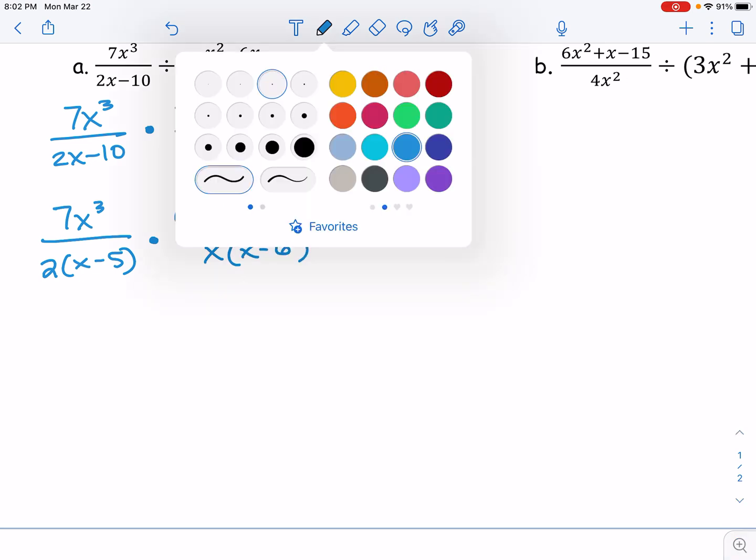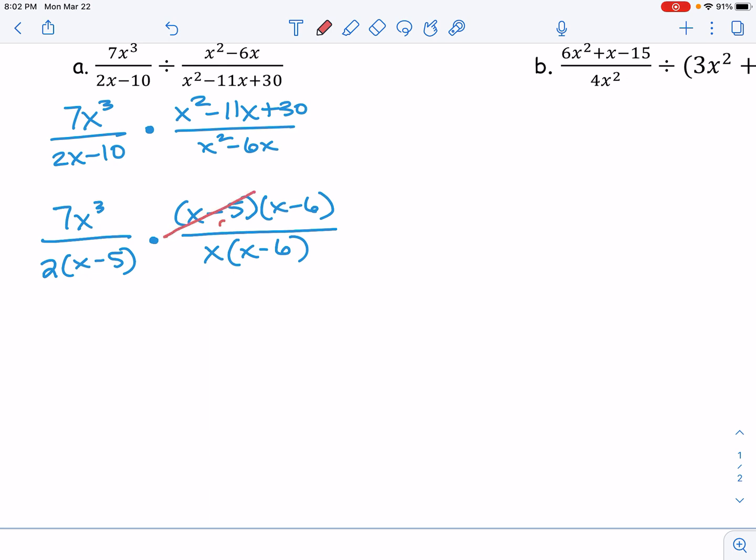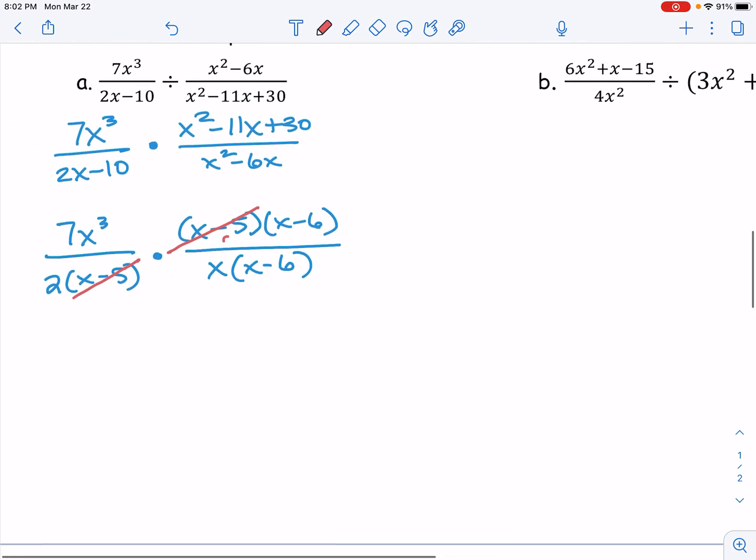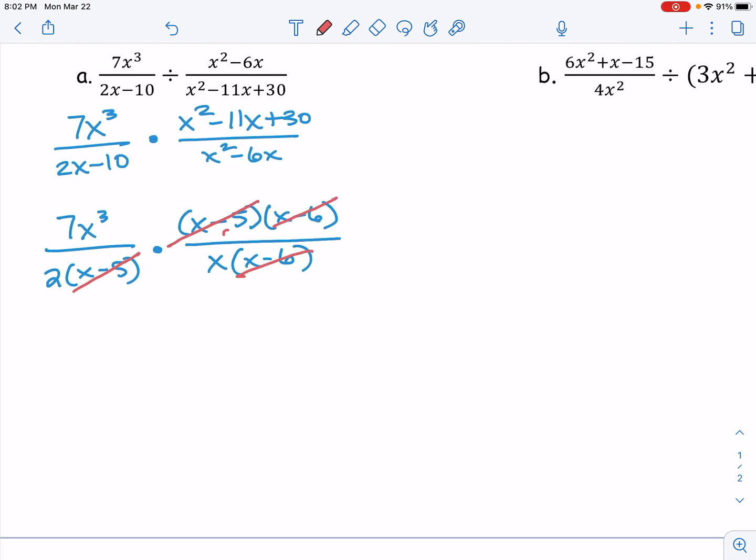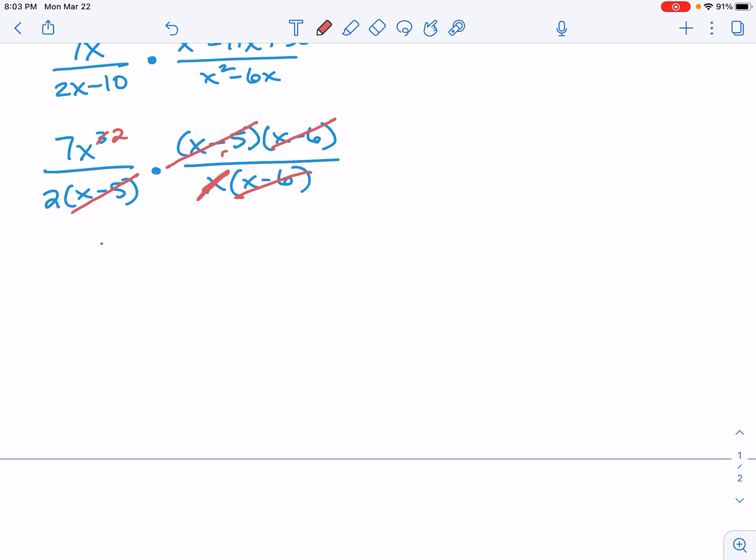Now I'm going to go through and see if anything cancels. X minus 5, x minus 5. Oops. X minus 6, x minus 6. Also, this x cubed here, there's technically 3 x's there, right? It's x times x times x. Well, if I take one of them and cancel it out with the one down here, now I'm just left with 2. So my final answer is going to be 7x squared over 2.